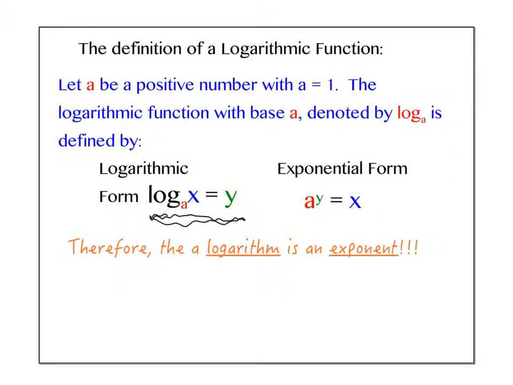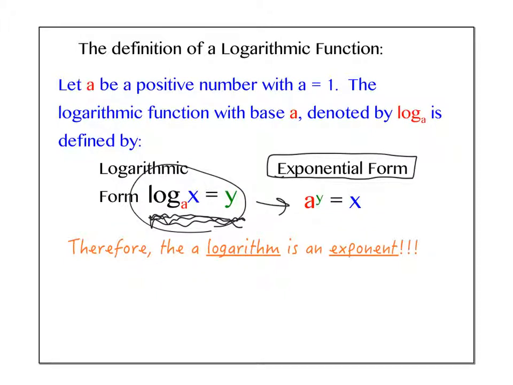logarithm here that says log base a of x equals y. In this form, it's read, the log base a of x equals y. Now that's the logarithmic form. There are two forms. They're inverses of one another. The other guy, the exponential form. So given this log, it translates to the base a to the y power equals x. Therefore, the logarithm is an exponent.